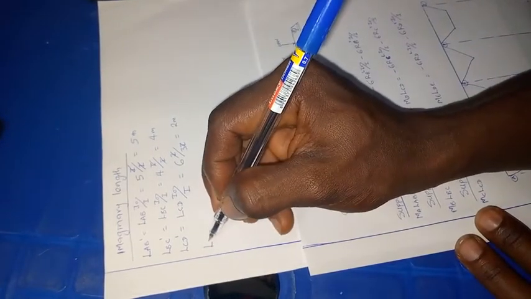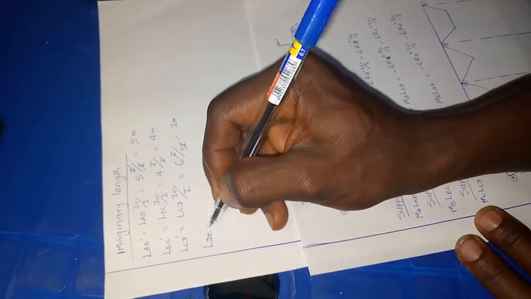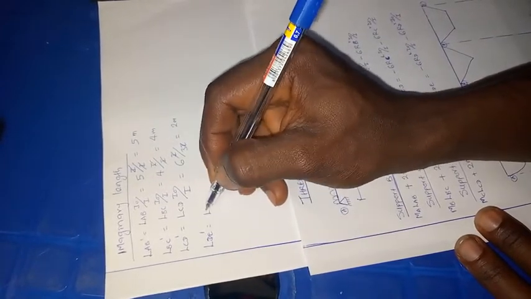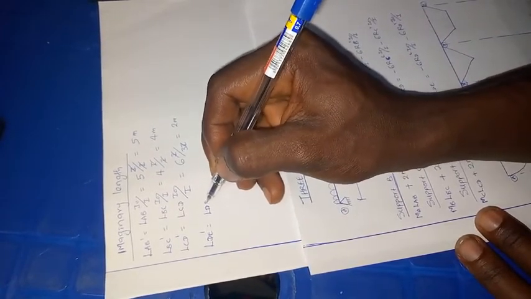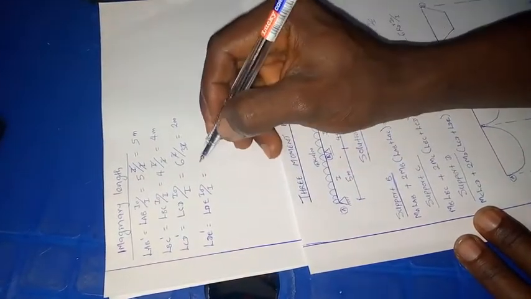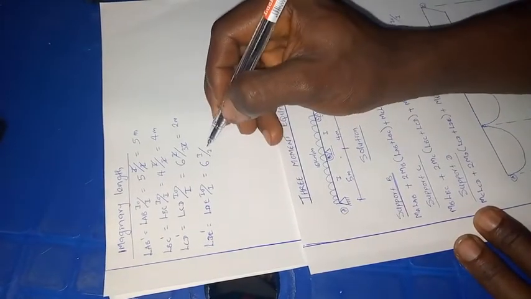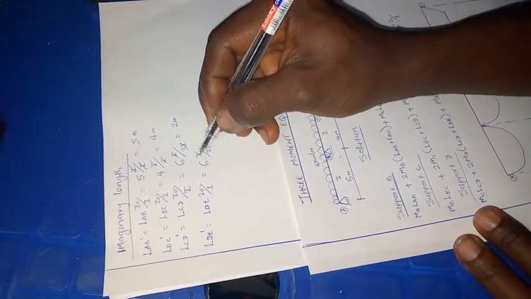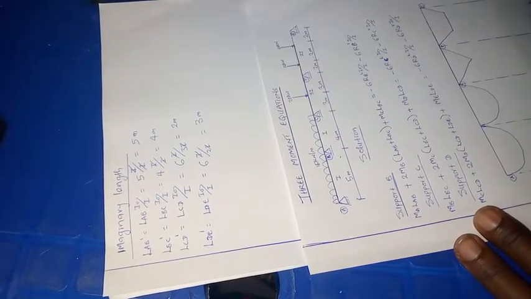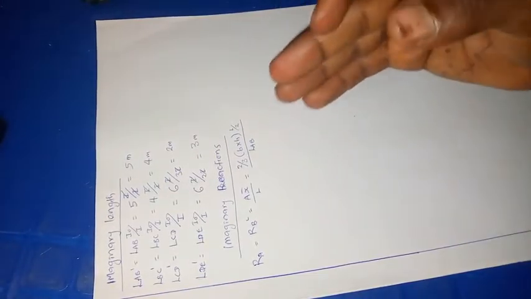Then the LDE prime will be equal to LDE multiplied by I naught over I, and LDE is 6, so 6 multiplied by I over 2I. So this will be equal to, I will cancel I, so I'm having this as 3 meters. So I've been able to calculate my imaginary lengths. Then the next thing we are moving into is to calculate our imaginary reactions.